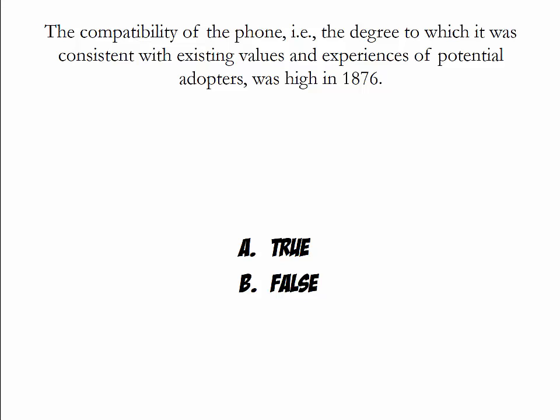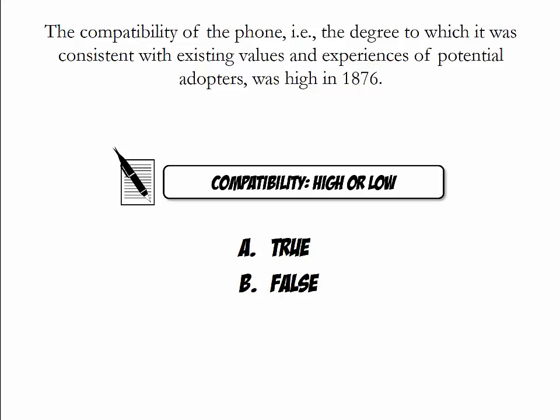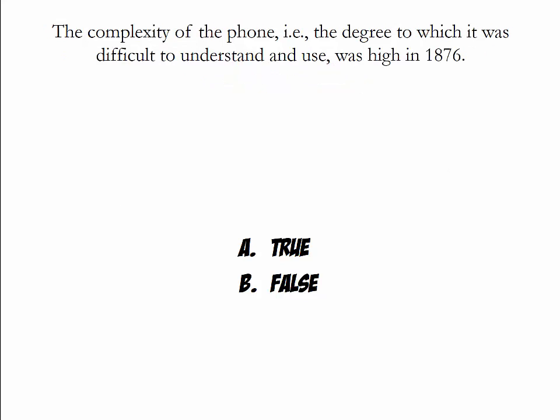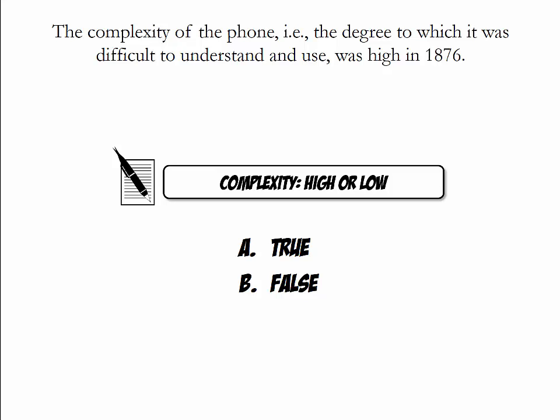Do you think compatibility of the phone, this is the degree to which it was consistent with existing values and experiences of potential adopters, was high in 1876? Write down whether you think compatibility was high or low. Do you think complexity of the phone, this is the degree to which it was difficult to understand and use, was high in 1876? Write down whether you think complexity was high or low.